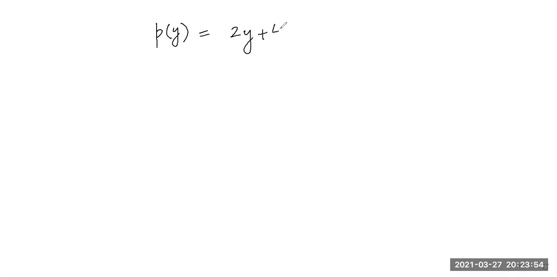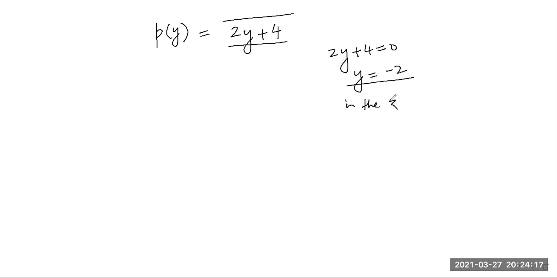Let's try to find out its 0. Let's try to see where the 0 is there in the graph. So students, everybody knows, if you want to find out the 0 of any polynomial, simply equate the polynomial to 0 and find out the value for y. Well, that is equal to minus 2. Y is equal to minus 2 is the 0 of the polynomial 2y plus 4.